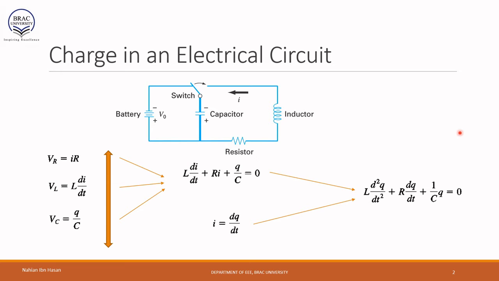So this is an electrical circuit. It's a switching circuit, and there is a battery or voltage source V0, a capacitor C, a resistor R, and an inductor L. Whenever the switch is in the initial position, that means on the left side, the capacitor will be charged, and whenever the switch changes to the rightward position, the stored charge will dissipate through the resistor and the inductor. That's how the circuit works.